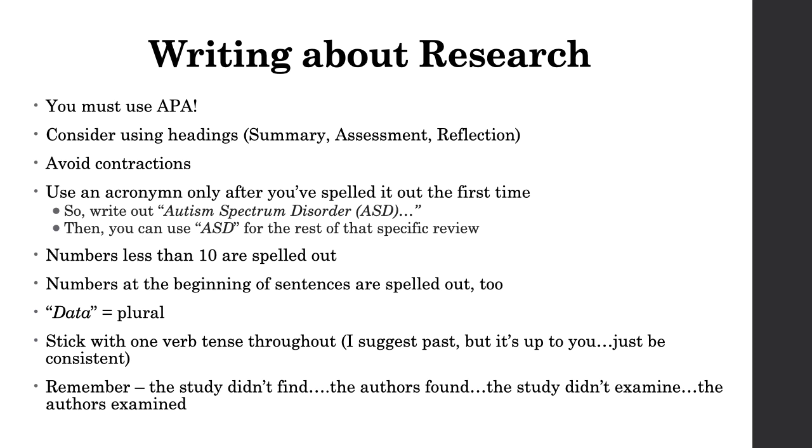Here are some considerations as you begin to draft or write your research report. You must use APA, you must use APA, you must use APA, meaning you need a title page in APA, you need headers in APA, you need in-text citations in APA, and you need a reference page. For this project, you don't need an abstract, but just know that typically you would.